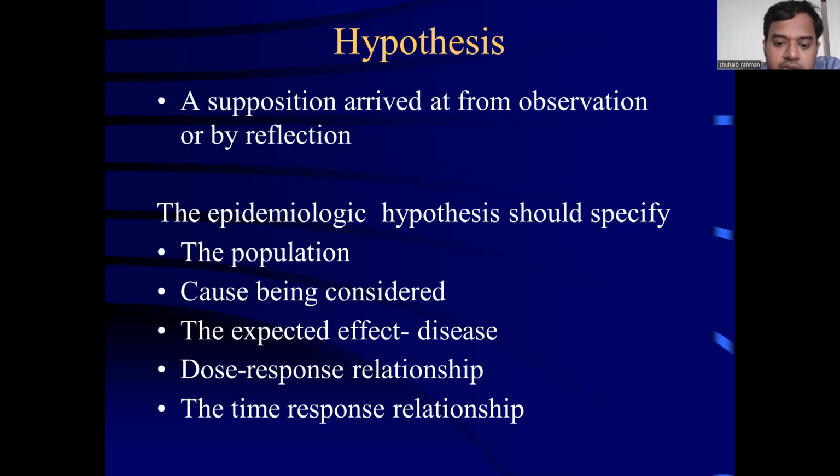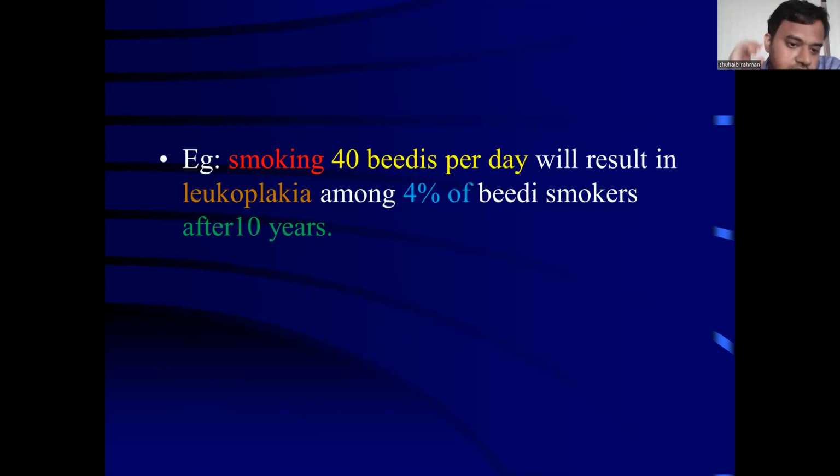Then comes the time response relationship. The time response relationship is going to be after 10 years. For some diseases it can be 1 month, for some diseases it can be 2 years, 3 years, for some diseases it can be 10 years and more. So this is comprehensive hypothesis writing. So once you write your hypothesis, you want to test this. For that, we have to go through the steps of a case control study.